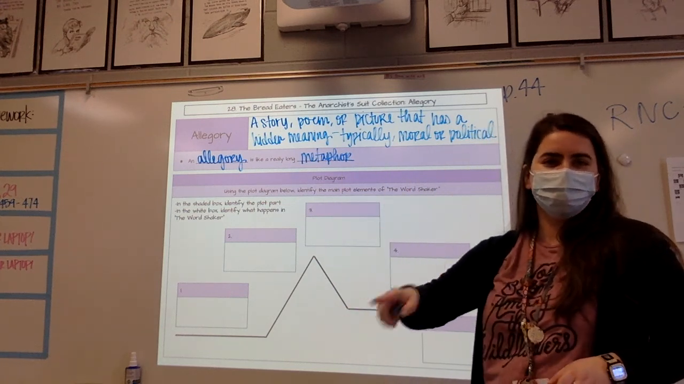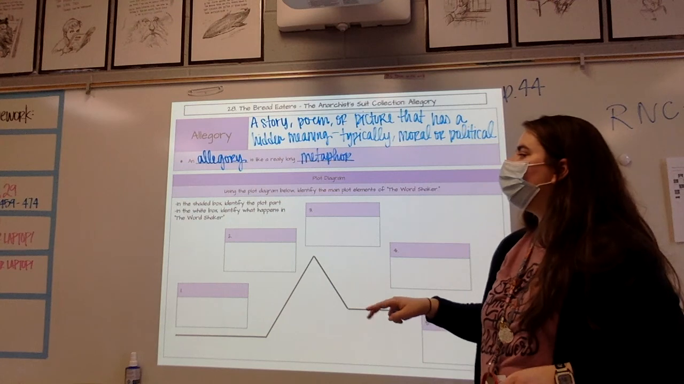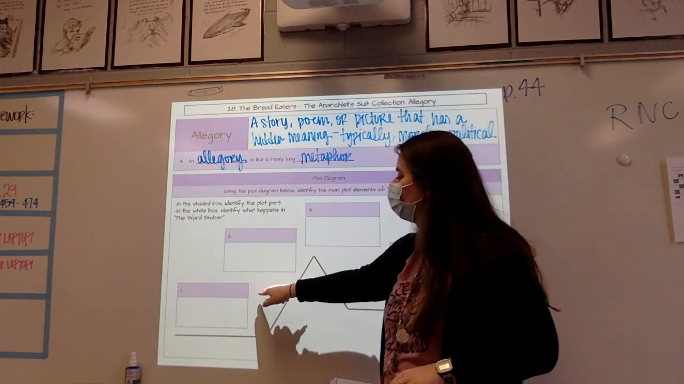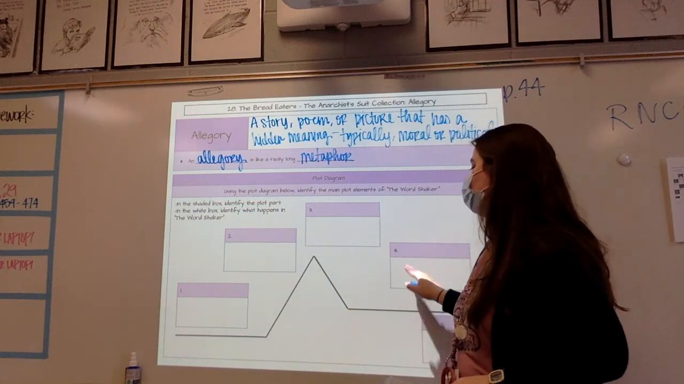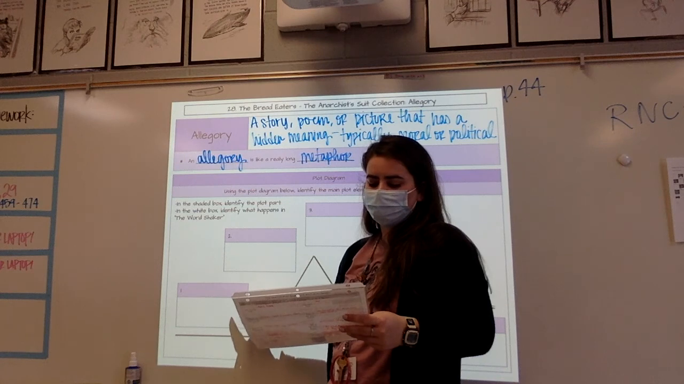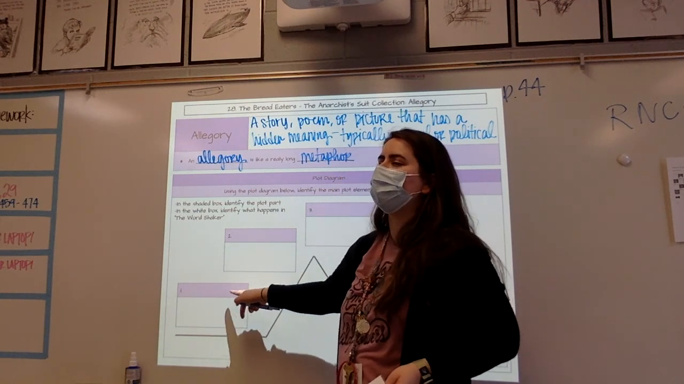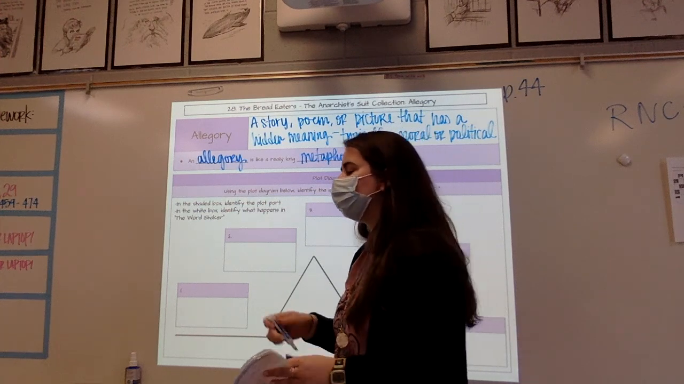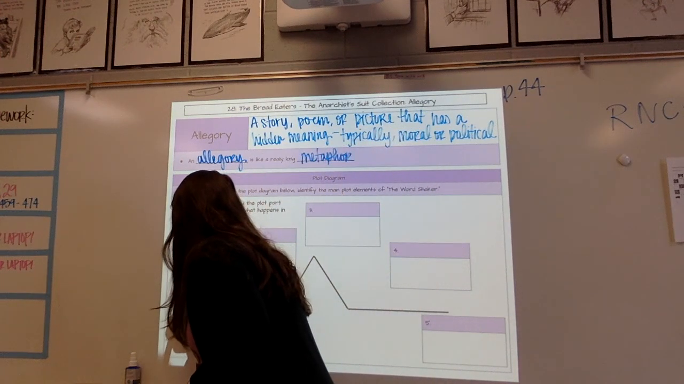Remember when we talked about that months and months and months ago? So, I want us to break down the plot diagram for the word shaker. First, in your shaded boxes, we're just going to label what parts of the plot this is. So thinking about our plot terms, what comes first in a plot? Is it climax, falling action? Good. It's exposition. So we can label this box exposition.